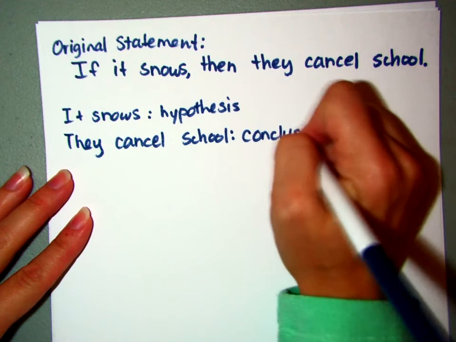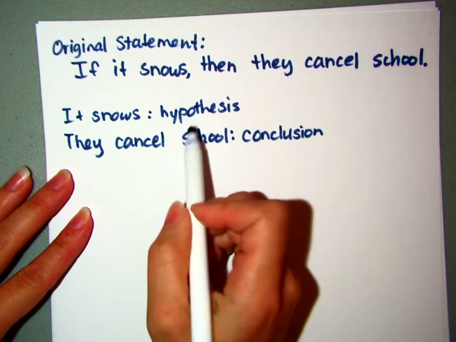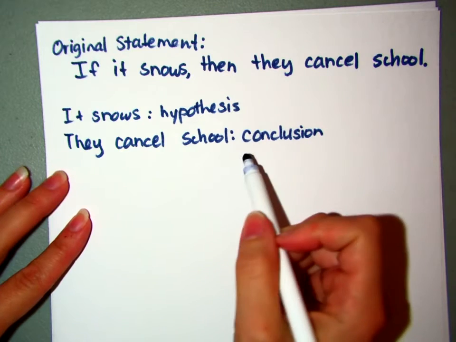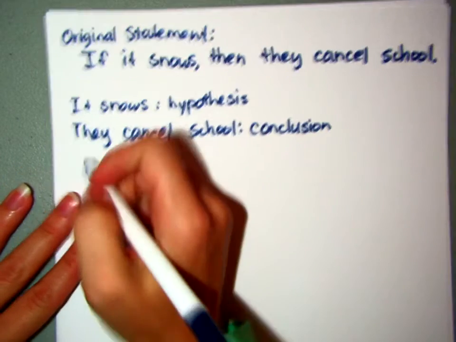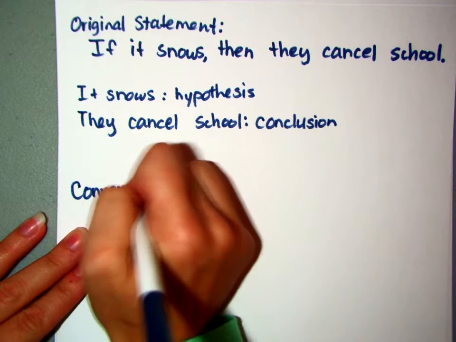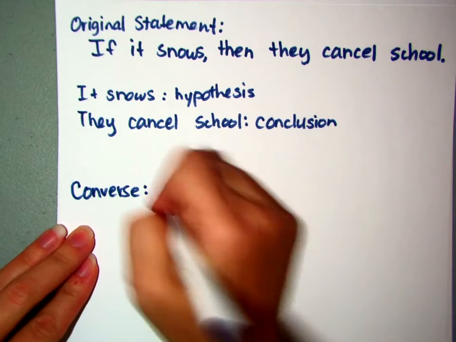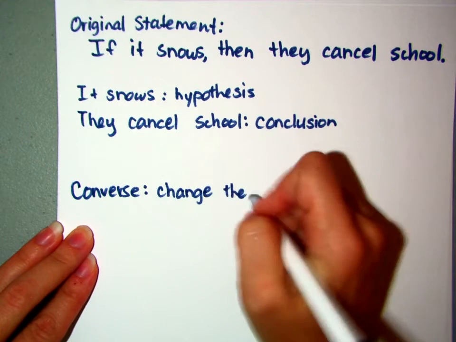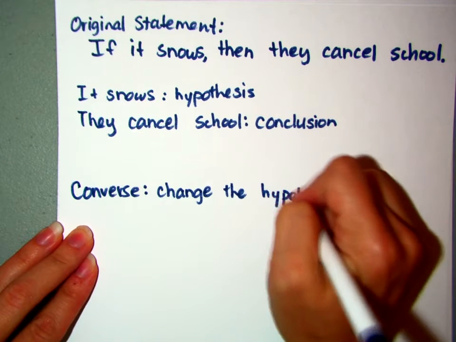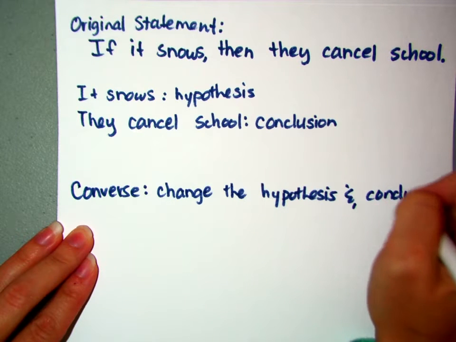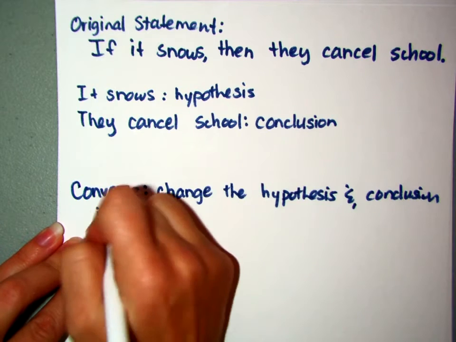So an if-then statement has both a hypothesis and a conclusion. The if part is your hypothesis, the then part would be your conclusion. So if you're asked to find something called the converse, the converse of a statement is when you change the hypothesis and conclusion in position, or you interchange them.